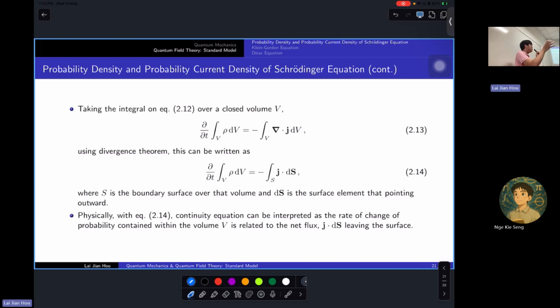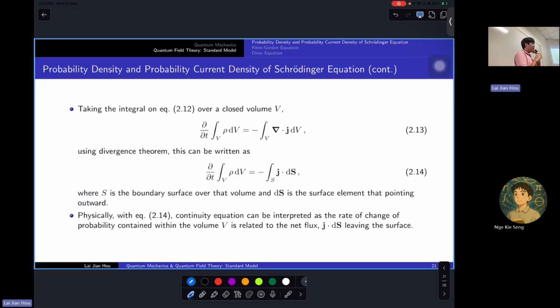We kind of draw an analogy to electromagnetism. The analogy is, let's say we consider a closed volume. In electromagnetism, the charge flowing out is equivalent to the current going out. So the charge density of that closed volume will be changing.